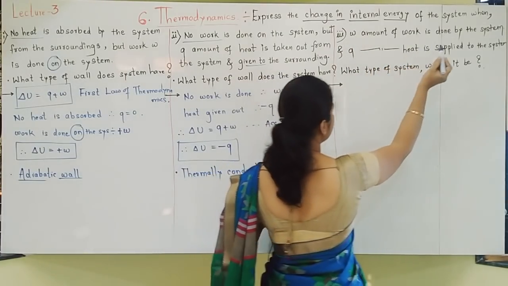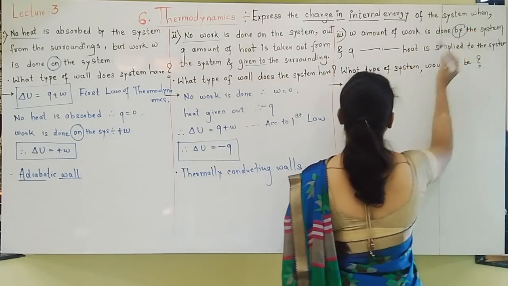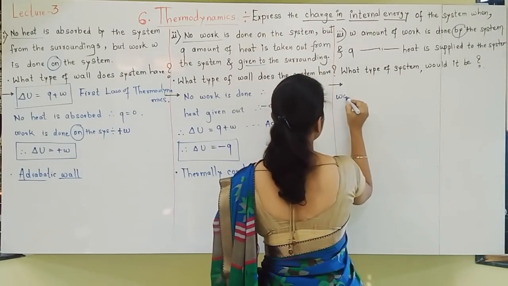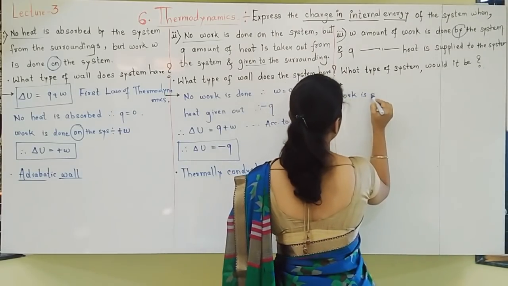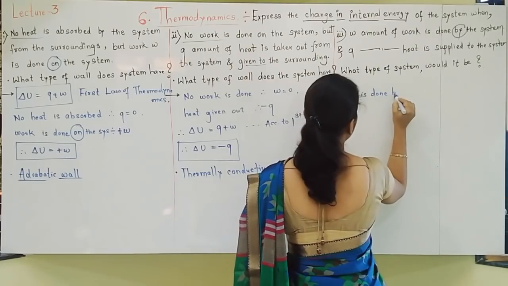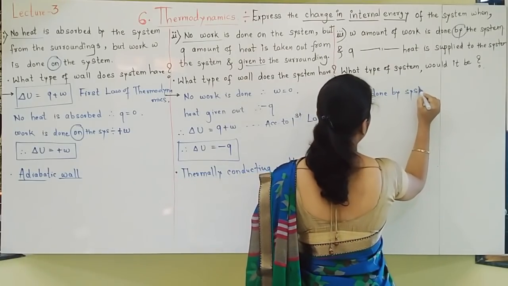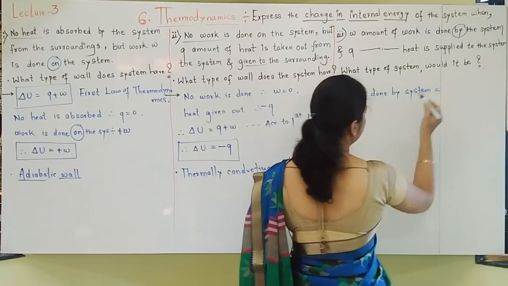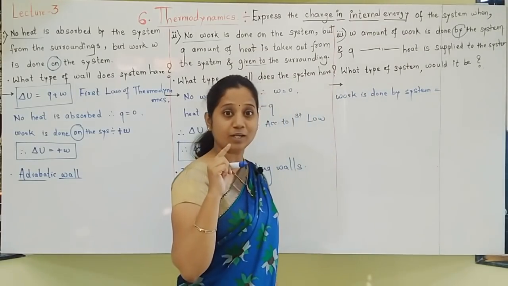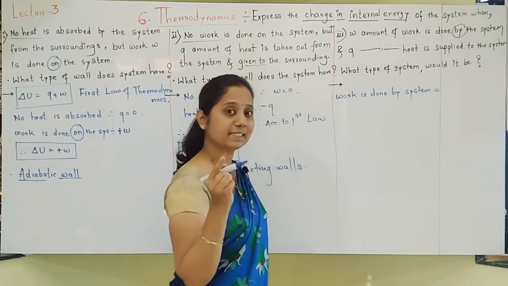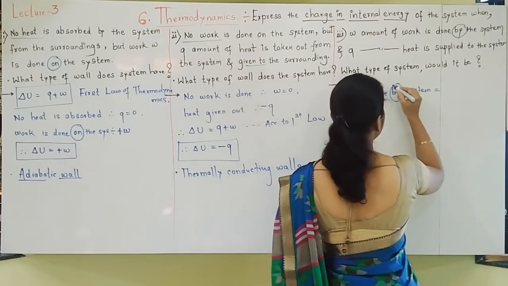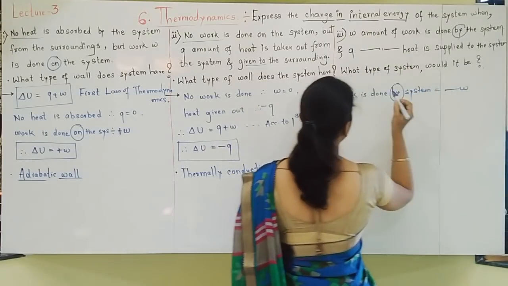W amount of work is done by the system. See here. Now what am I writing? Work is done, but by the system. Work done on the system is positive, by the system must be negative. By the system, so I am writing minus W.